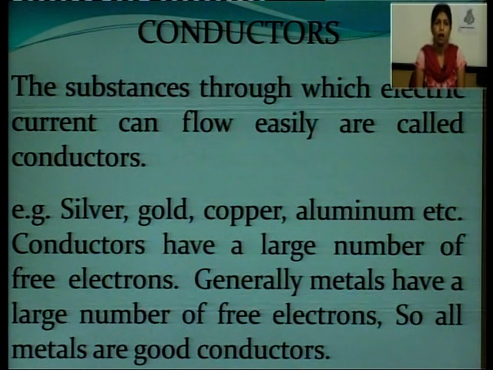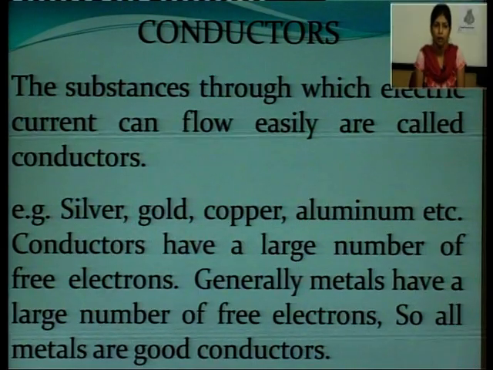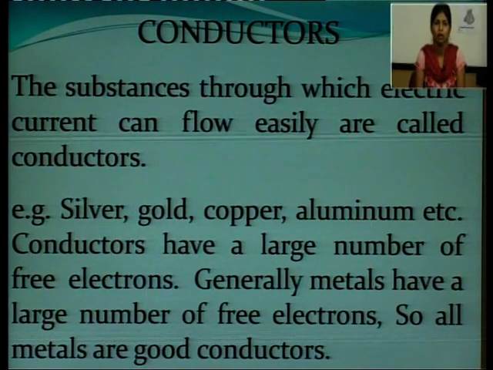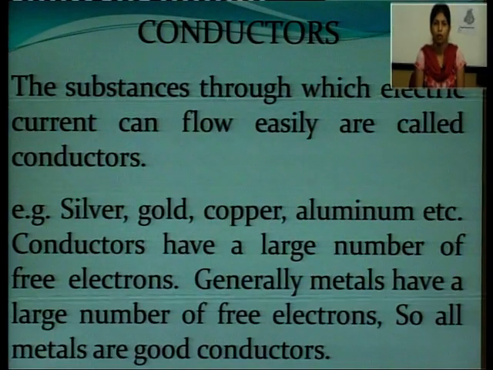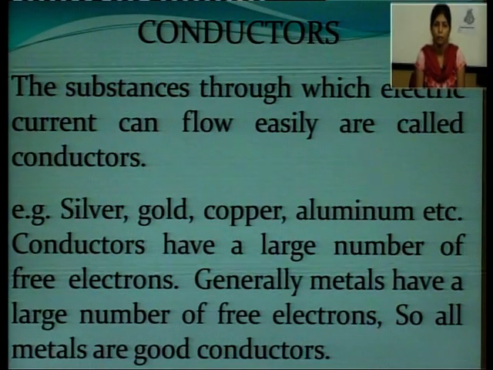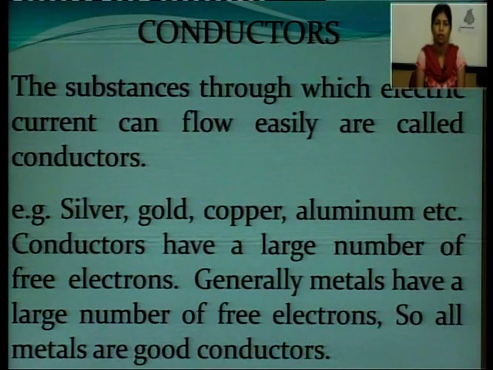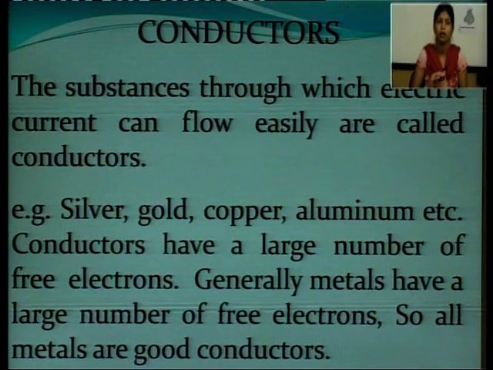So, conductors are those substances through which electric current can flow easily, and the examples of these conductors are silver, gold, copper, aluminium, etc. Now, conductors have a very large number of free electrons, and generally metals have a large number of free electrons. So, we can say that metals are the good conductors. So, we can say that conductors are those materials through which electric current can flow very easily.